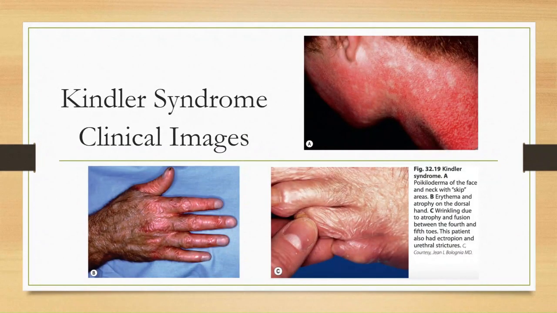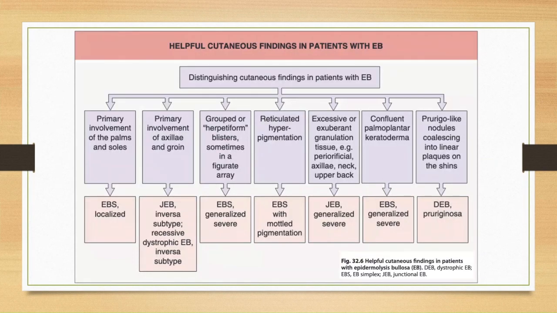Here are some clinical photos here. I mean, these guys look like they're burnt to a crisp, right? Erythema and atrophy noted, especially on B, especially on the side of A here. And then also you're going to notice some wrinkling because of some atrophy, and there's some mild fusion of these toes as well.